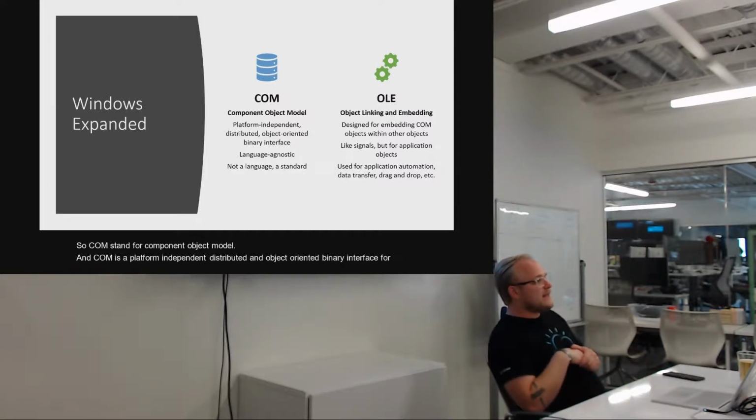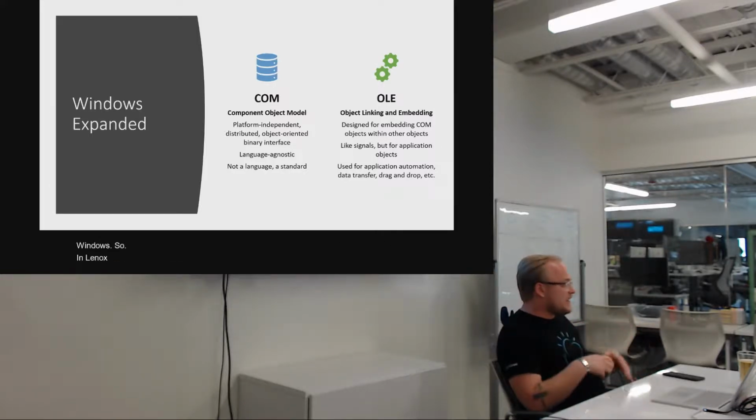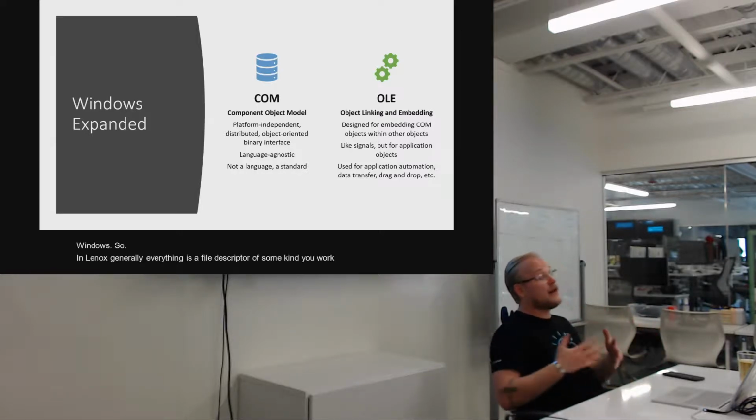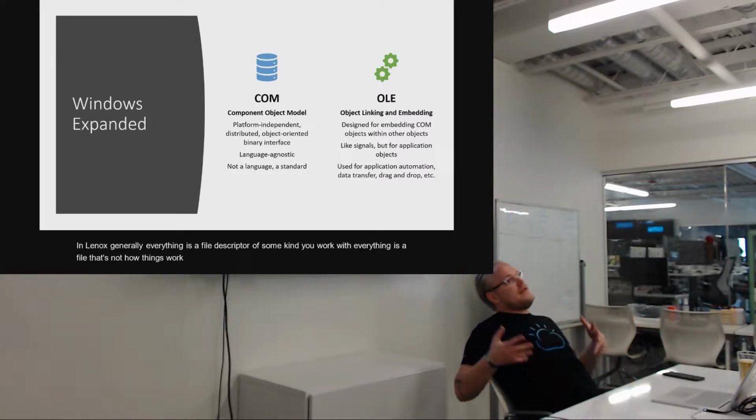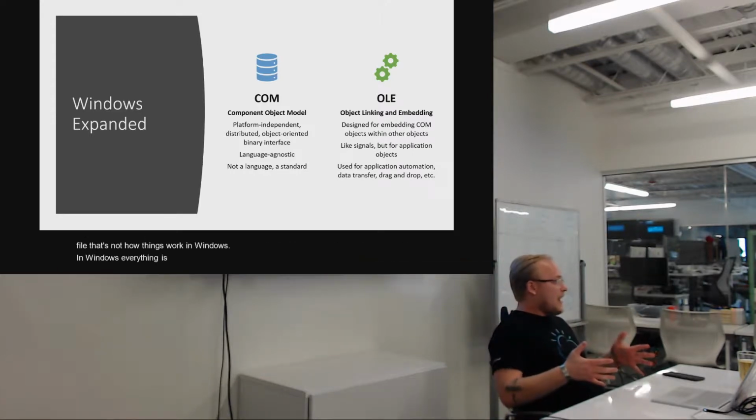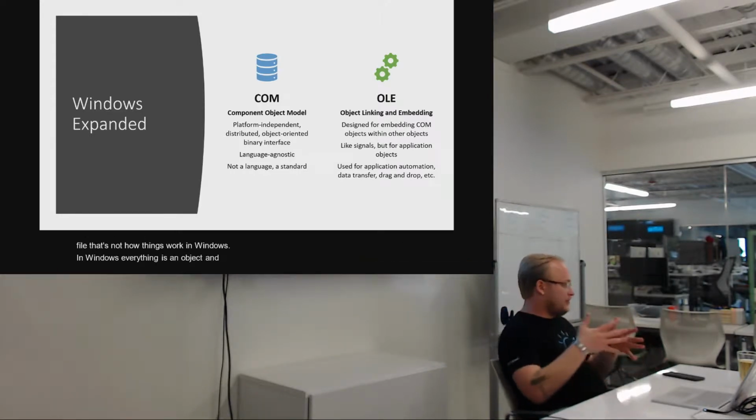So in Linux, generally everything is a file descriptor of some kind. You work with everything as a file. That's not how things work in Windows. In Windows, everything is an object. And an object in your classical programming construct.